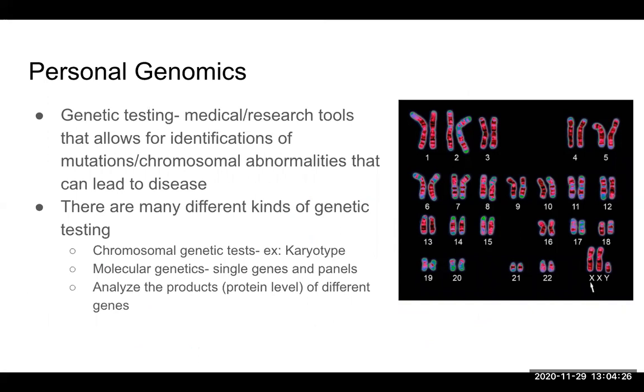You can use chromosomal genetic testing to look for larger changes to a chromosome. An example of this would be a karyotype, which you can see in the picture to the right. And you can see in this karyotype, you actually have an extra sex chromosome. So that's an example of a larger change that you can see using chromosomal genetic tests. Molecular genetics looks at specific genes, or you can look at a panel of a larger variety of specific genes. And you can also analyze products of different genes by looking at their protein level to indicate if there's too much of a product being produced or too little.